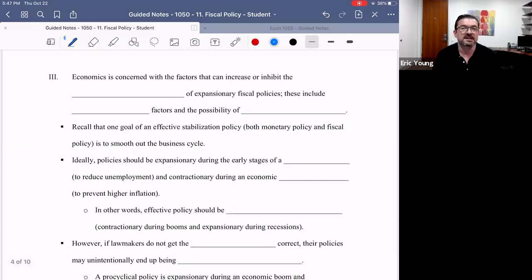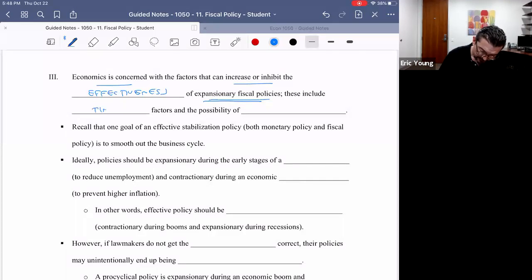And we start off with what's really a basic idea, something that should be common sense, but in economics, we're extremely concerned with understanding any of the factors that can either inhibit or increase the effectiveness of expansionary fiscal policies. Now, to be clear, we said last time that there can be expansionary and contractionary policies, but we know in the real world, because of the incentives that we spoke about before, there's not going to be much contractionary. So we're going to leave that off the table for now, and we're going to focus on expansionary fiscal policies. And we're going to be really concerned in economics with the factors that can either increase or inhibit its effectiveness. And there's a couple of factors that I want you to be aware of.